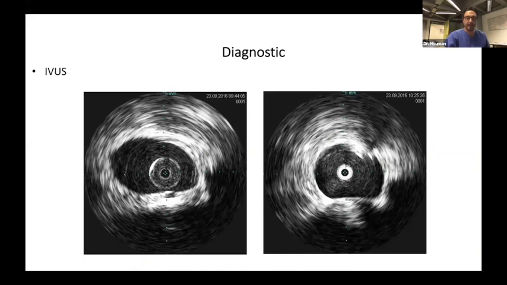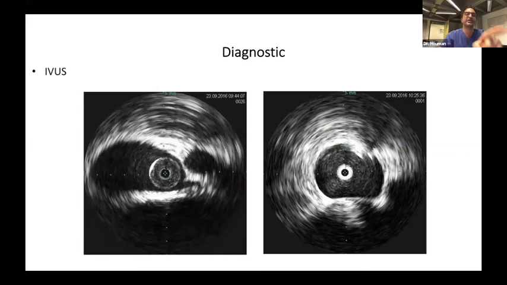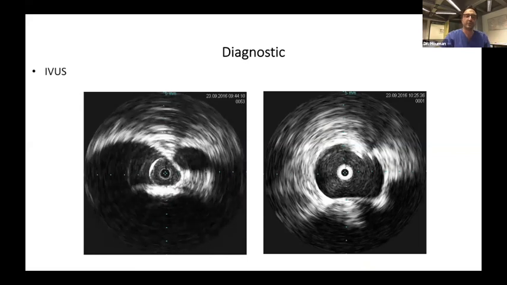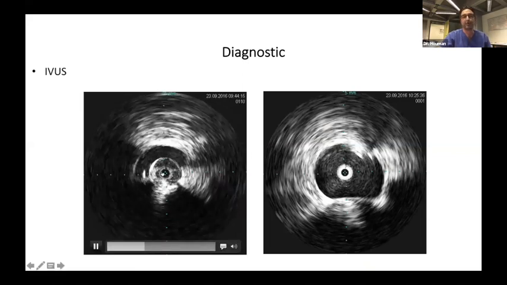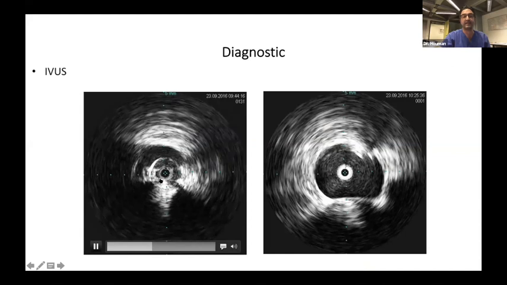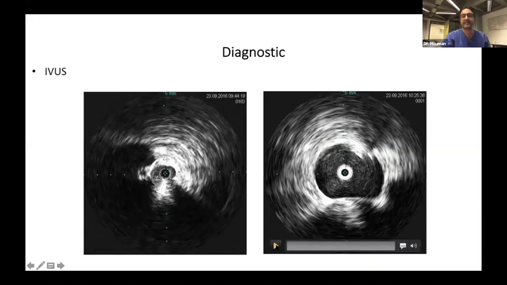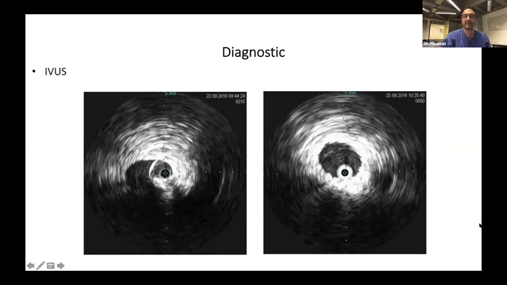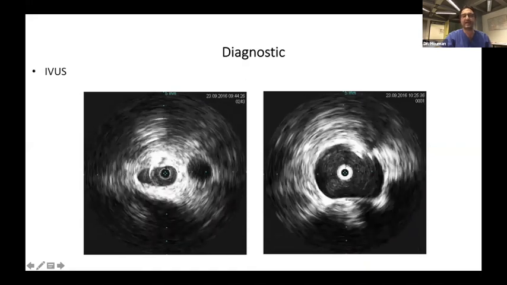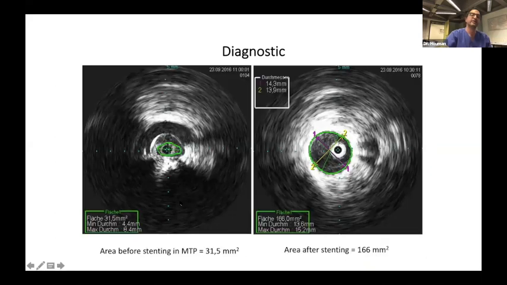Now coming to IVUS in two slides, just showing you how easily we can visualize the success with IVUS. This is this young patient in whom you saw the duplex and MRV. You see the very severely compressed proximal part of the iliac vein, common iliac vein, left-sided. And then after stenting, you see the compression has gone.